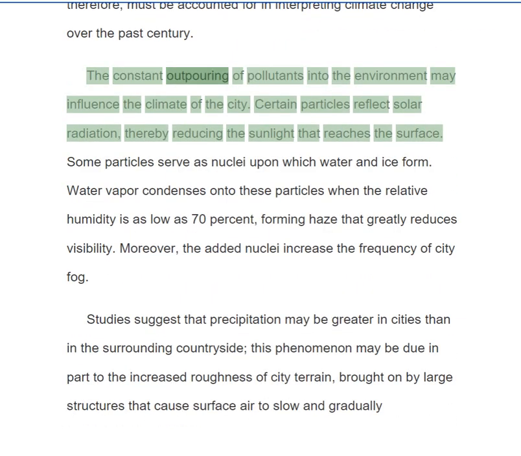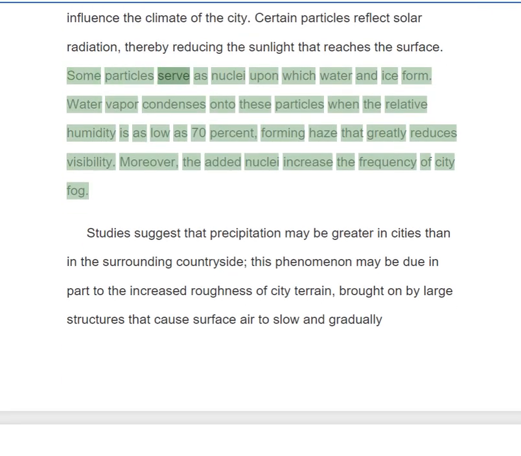The constant outpouring of pollutants into the environment may influence the climate of the city. Certain particles reflect solar radiation, thereby reducing the sunlight that reaches the surface. Some particles serve as nuclei upon which water and ice form. Water vapor condenses onto these particles when the relative humidity is as low as 70%, forming haze that greatly reduces visibility. Moreover, the added nuclei increase the frequency of city fog.